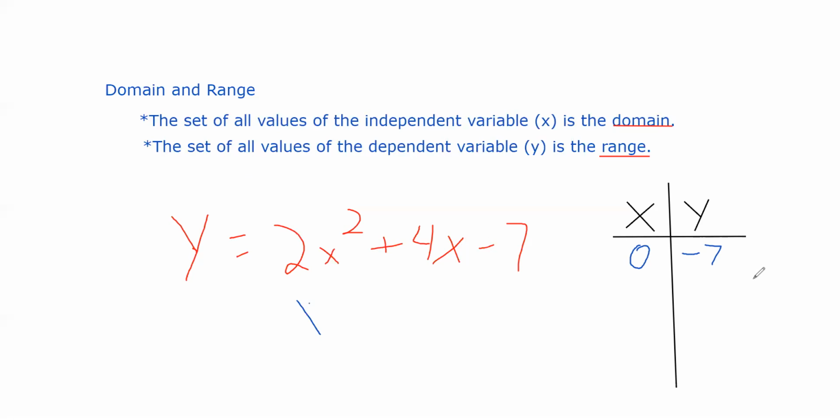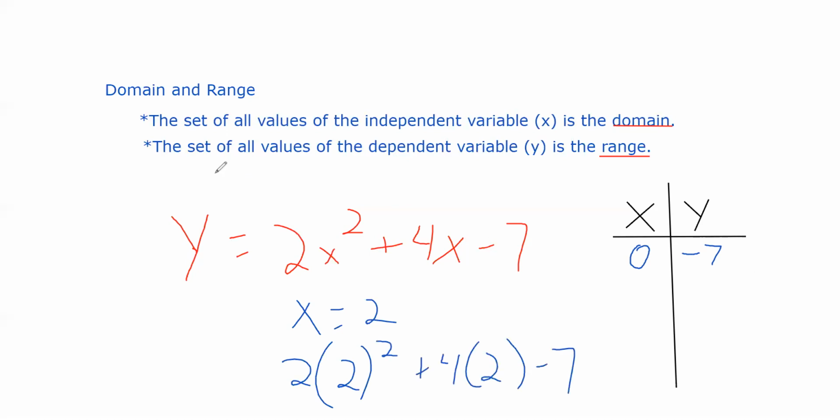Okay, plug in a 2. You have to evaluate it now. Let's see, this will be 8 plus 8 again is 16 minus 7. So when x is 2, y is going to be 9. All this thing here does is simply tell you the relationship between x and y. Earlier, when I was writing out sets of ordered pairs like this, I was doing the same thing.